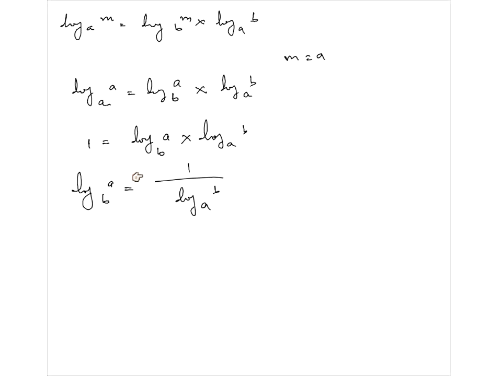They just interchange their positions, base and the number whose log you are trying to find. They just interchange their positions.